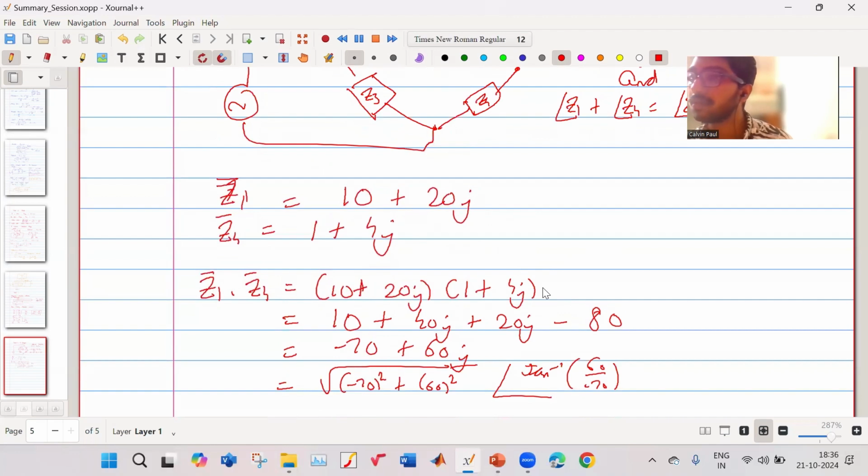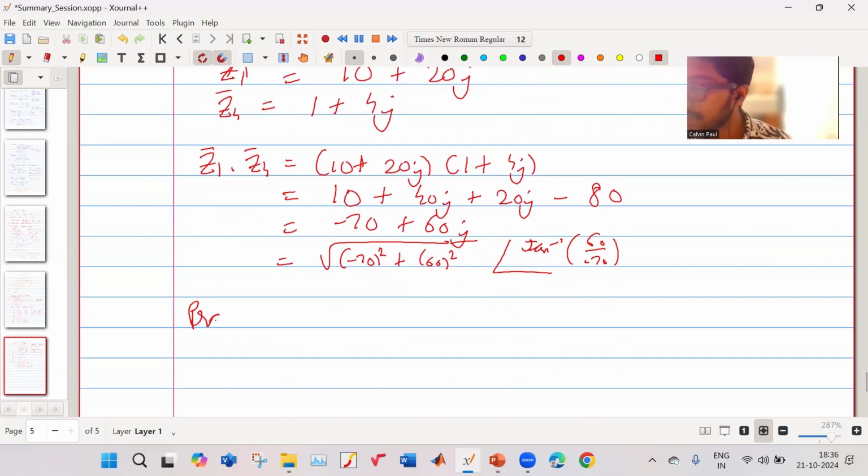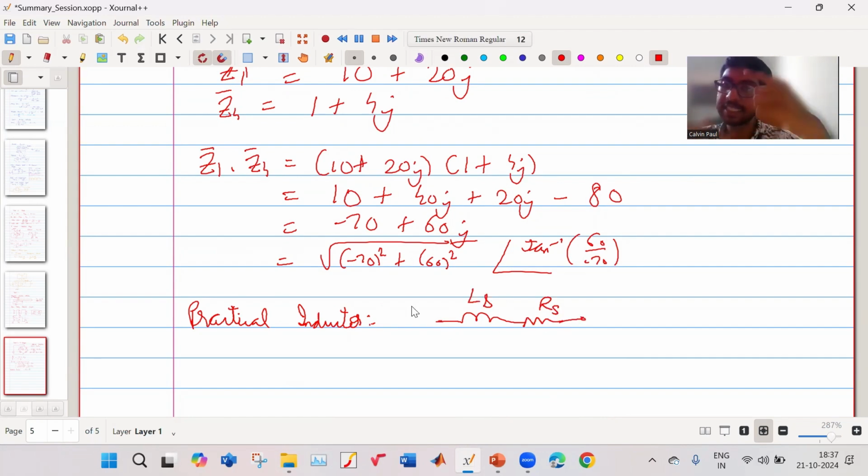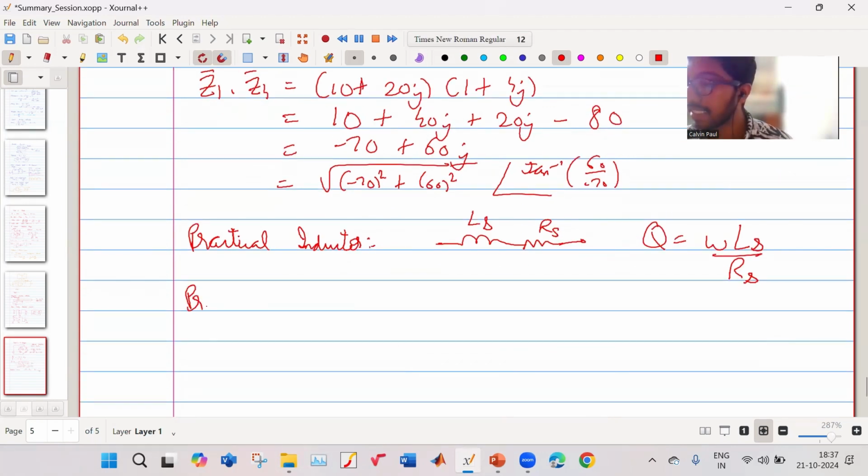Now another part is the practical inductor. Let us say this is my L. It will also have a small resistance in series because it is a coil and you're winding the turns, so in that wire there will be some resistance. That resistance comes into the picture. So the quality factor for an inductor is given by omega Ls by Rs. Then you have a practical capacitor.